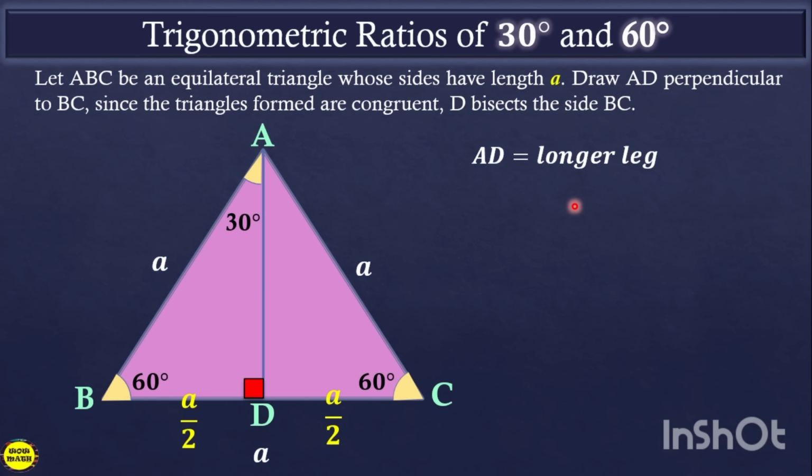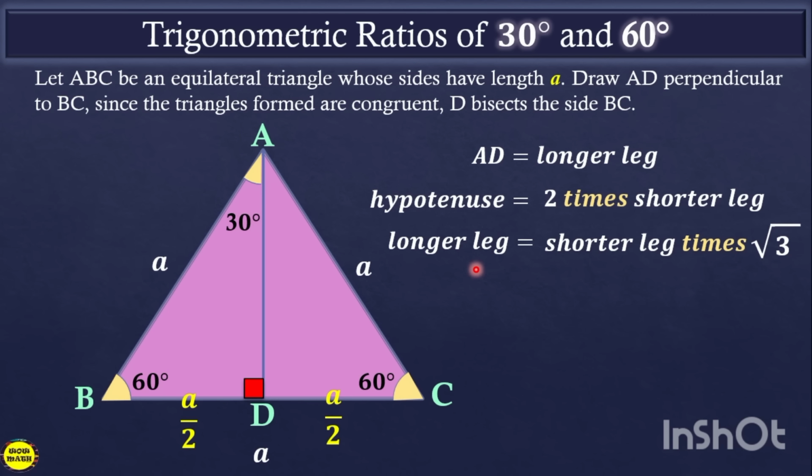So, in finding the longer leg, okay, ito po siya. Since 30, 60, 90 right triangle po ito, ang gagamitin po natin ay hypotenuse is equal to 2 times the shorter leg. And para mahanap po yung longer leg, it is equal to shorter leg times the square root of 3. So, hanapin natin itong longer leg. Apply natin tong formula. So, longer leg is equal to what is your shorter leg? Ito po yung shorter leg natin, kasi opposite siya ni 30 degree angle. That is A over 2 times square root of 3.